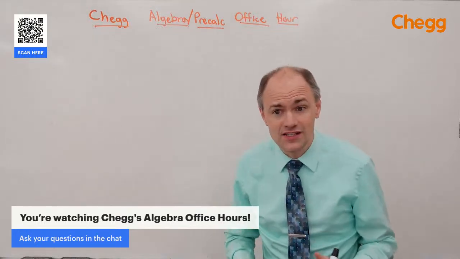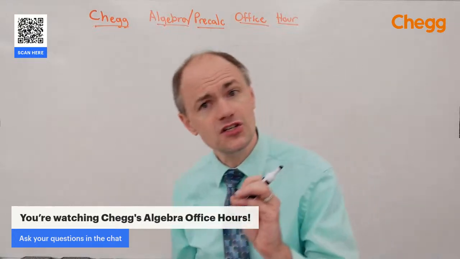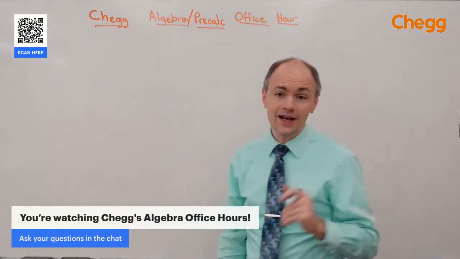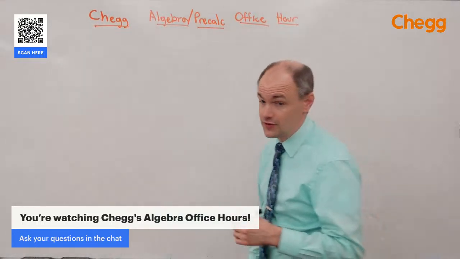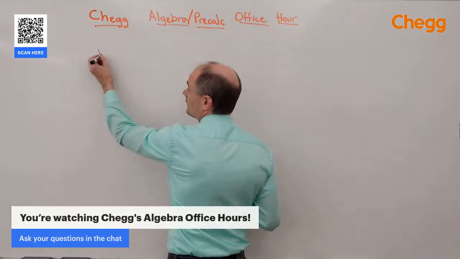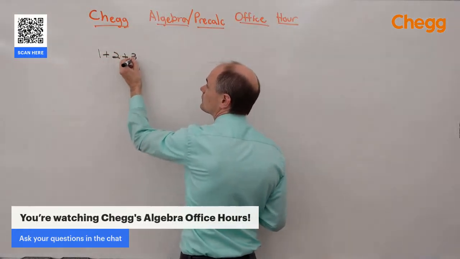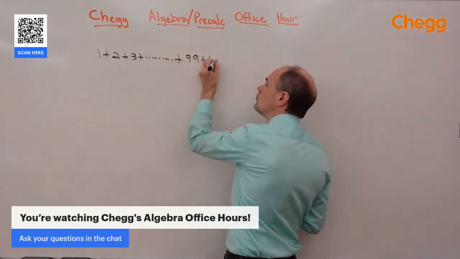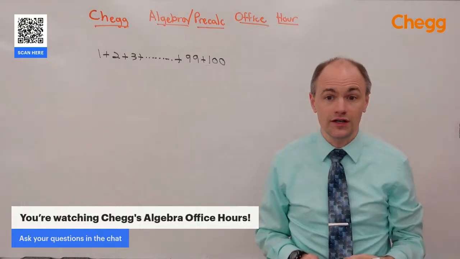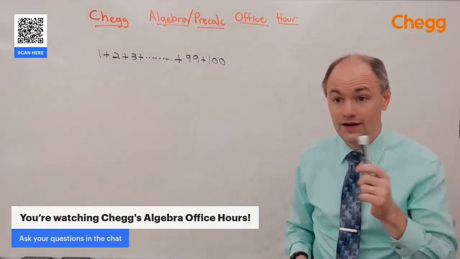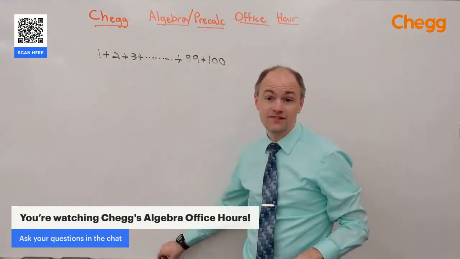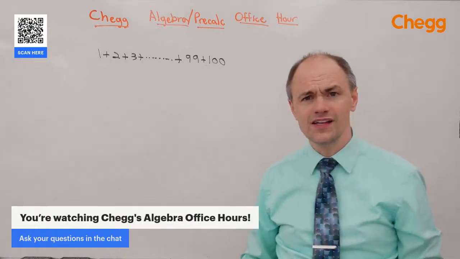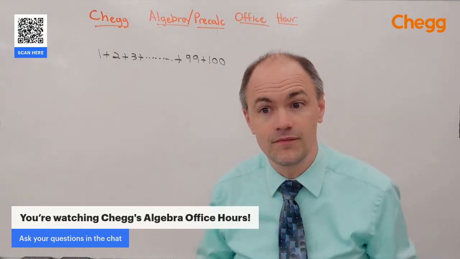Gauss was asked by his teacher, forced by his teacher, punished by his teacher to add up all the numbers from 1 to 100. And he was put in a corner and told until he could add 1 plus 2 plus 3 plus 4 plus 5, all the way up to 100, he had to stay in the corner. Well, Gauss looked at it for about 15 seconds and said, oh, well, the answer is 5,050.